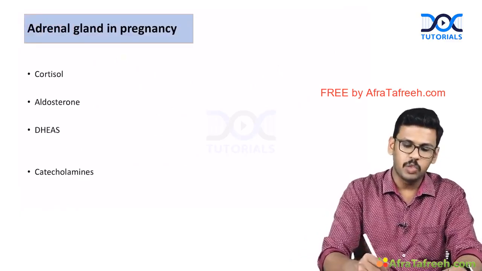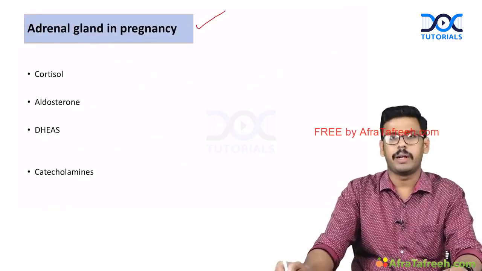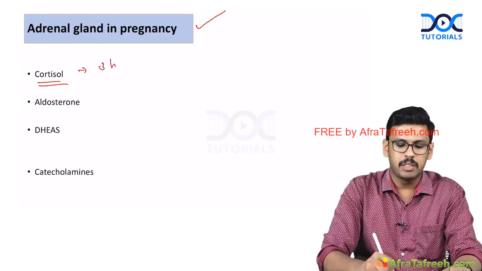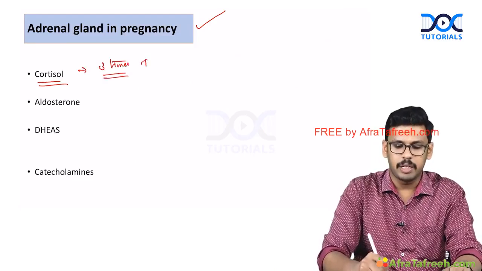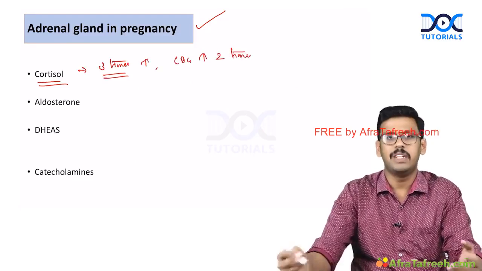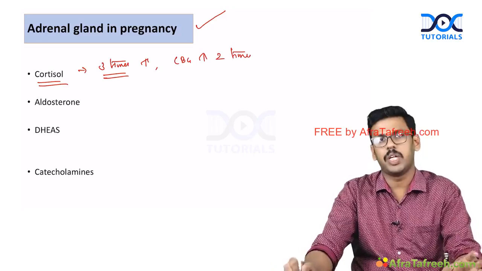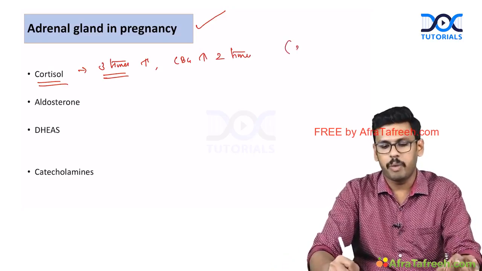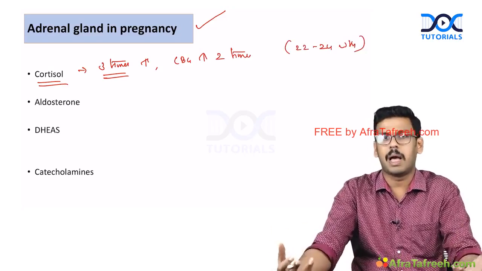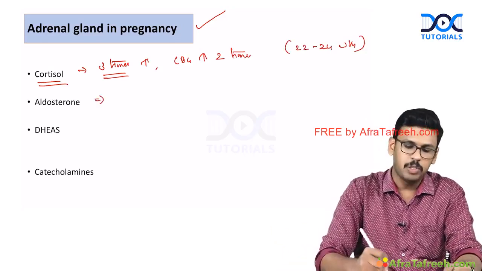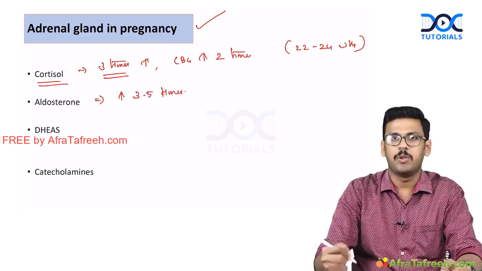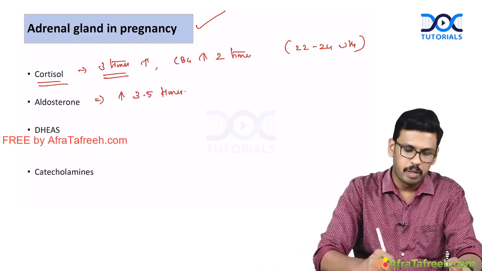Now, what are the changes to adrenal gland during pregnancy? Cortisol, we have already learned, it increases 3 times. The CBG increases 2 times. 2-fold elevation in CBG and 3-fold elevation in cortisol, and it occurs mainly from the 22 to 24 weeks of gestation when there is a sudden surge in the placental CRH production. Aldosterone, again, there is a 3 to 5 times elevation in aldosterone level as well as renin level.